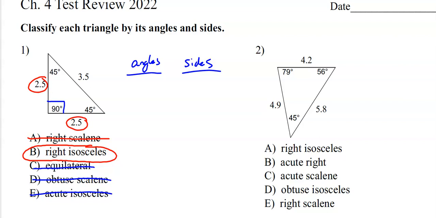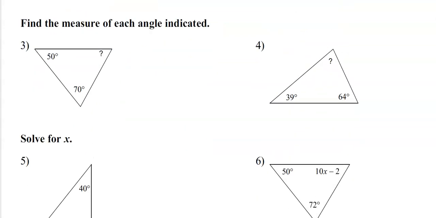Same game, number 2. I don't see any right angles up there, so I'm going to get rid of A and E. Obtuse would mean I have one angle bigger than 90. I don't see an angle bigger than 90, so we've got it down to B and C. Acute right is just a garbage answer because these are both referring to angles. So it's acute scalene, all less than 90, no sides equal. Keep on moving.